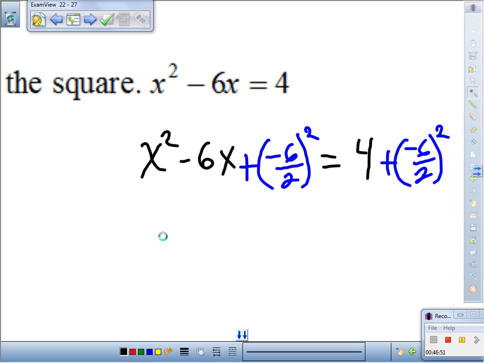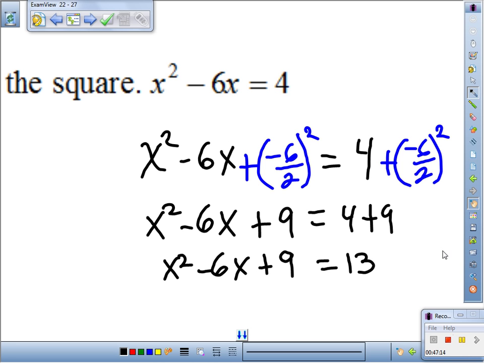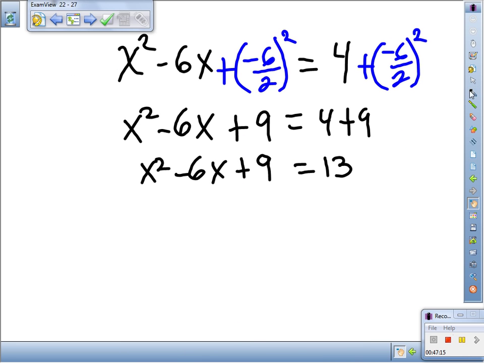Negative 6 over 2 squared. So then we bring this down. X squared minus 6x. What is negative 6 divided by 2? Negative 3. What is negative 3 squared? 9. Equals 4 plus 9. Let's simplify the right side. What is 4 plus 9? 13. Bring this down. X squared minus 6x plus 9. All right, what's our next step from there?